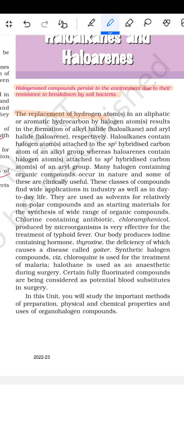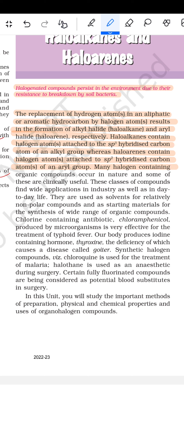The replacement of the hydrogen atom in an aliphatic or aromatic hydrocarbon by a halogen atom results in the formation of the alkyl halide (haloalkane) and aryl halide (haloarene), respectively. Haloalkanes contain the halogen atom attached to the sp3 hybridized carbon atom of the alkyl group, whereas the haloarenes contain the halogen atom attached to the sp2 hybridized carbon atom of an aryl group.